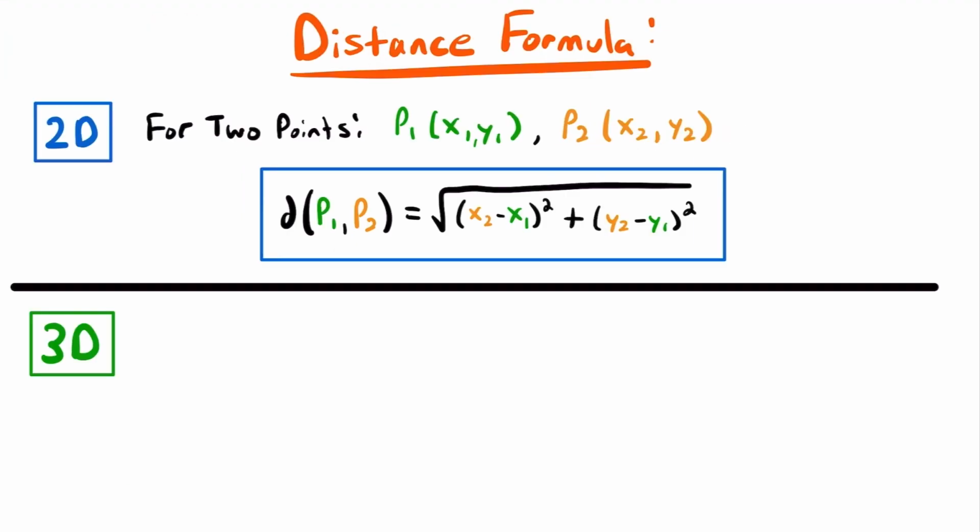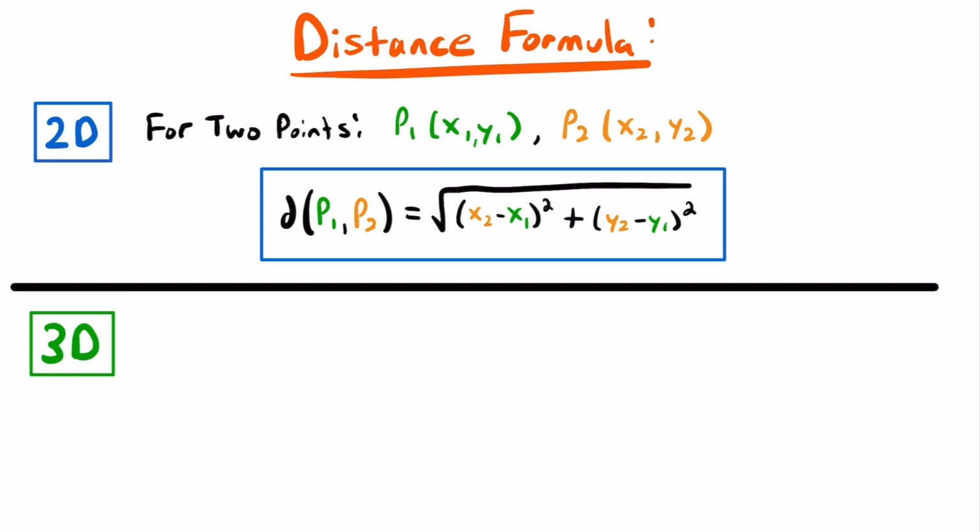All right, so the first formula we're going to look at is the distance formula. Remember that in the 2D coordinate system we can calculate the distance between any 2 points by using this formula, right? If we have 2 points, P1 and P2, where P1 is at the coordinates x1, y1, and P2 is at the coordinates x2, y2, then the distance between point 1 and point 2 is equal to the square root of the difference in the x value squared plus the difference in the y value squared.